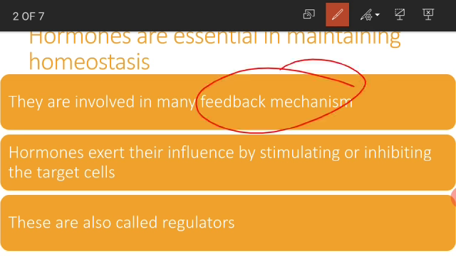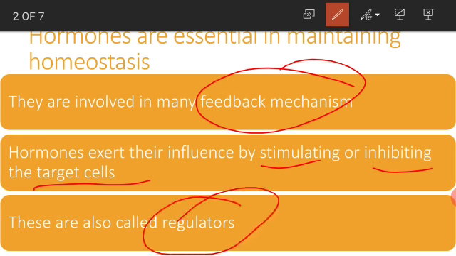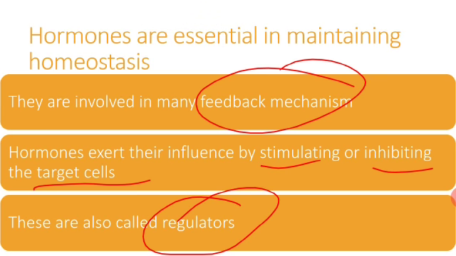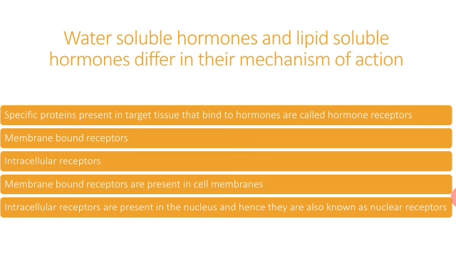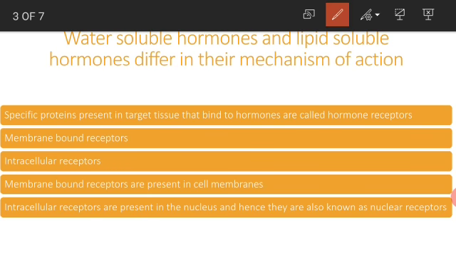Hormones exert their influence by stimulating or inhibiting the target cells. These are also called regulators. That means the target organs are influenced by the hormones. And I told that there are two types of hormones, namely water soluble hormones and lipid soluble hormones. And these two sets of hormones differ in their mechanism of action.